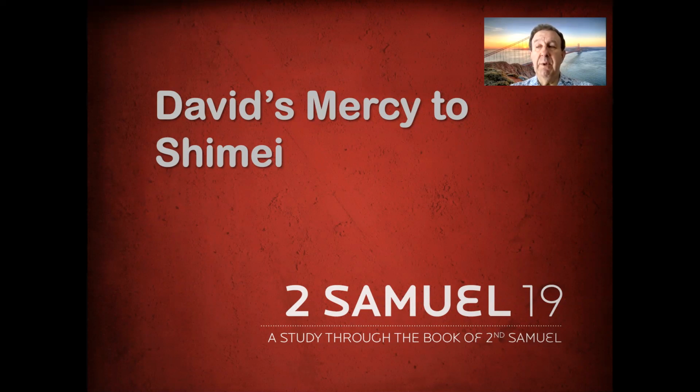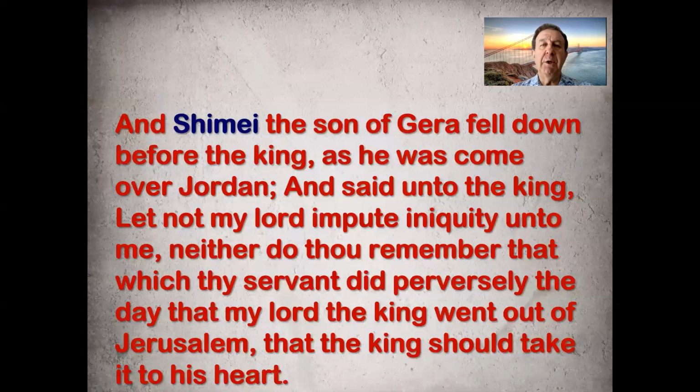So Shimei is doing this, and David will not let anybody else take his life, even because of his disrespect to the king. Remember, Shimei was a distant relative of King Saul, and perhaps that would be the reason why he hated David so badly. And Shimei, the son of Gera, fell down before the king as he was come over Jordan. He didn't waste any time in coming to try and make up for his mistakes.